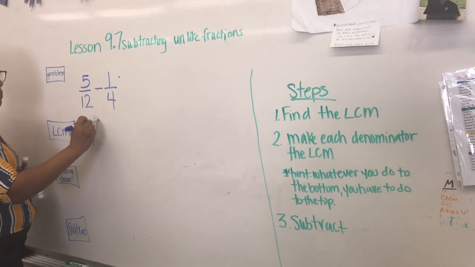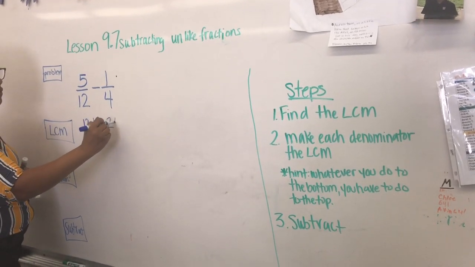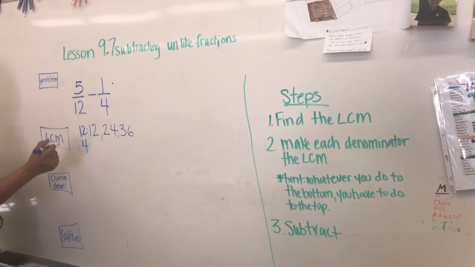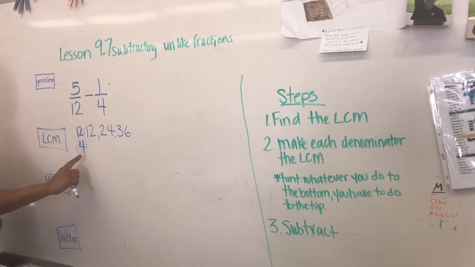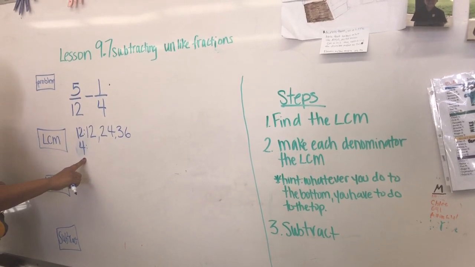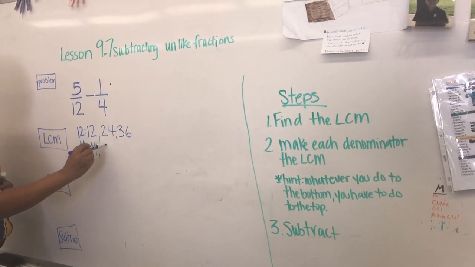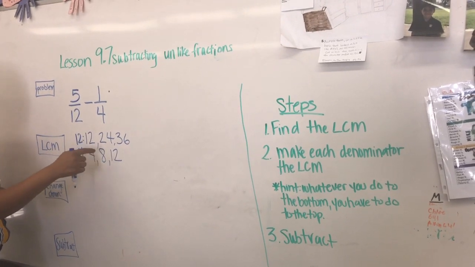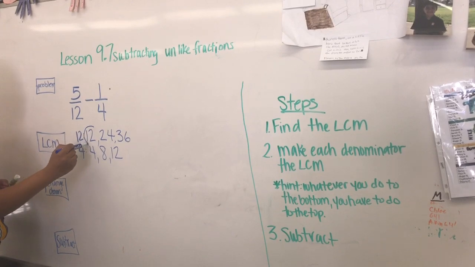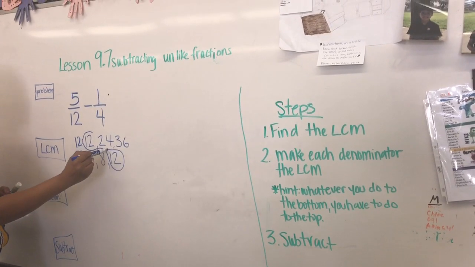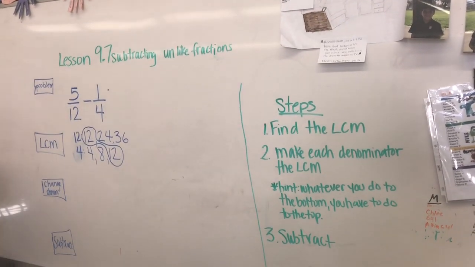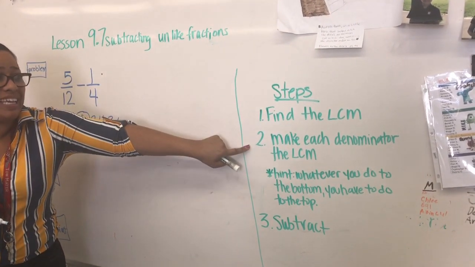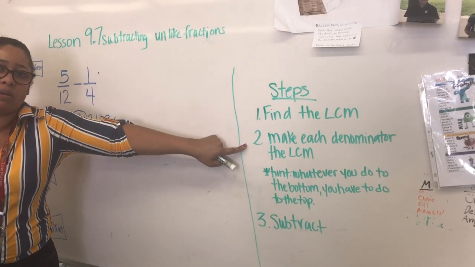So in this case, we'll count by 12: 12, 24, 36. And I'll go ahead and stop because I already know what the lowest common multiple will be. And then we'll do our multiples of 4: 4, 8, 12, and you'll stop when you find one that they have in common. In this case, they have the number 12 in common, and that is the smallest multiple that they have in common. So after you find the lowest common multiple, you make each denominator the lowest common multiple.